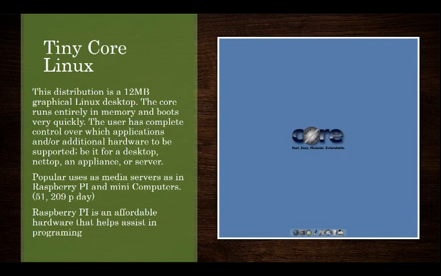And then we have Tiny Core Linux. This distribution is a 12 megabyte graphical Linux desktop. The core runs entirely in memory and boots very quickly. The user has complete control over the applications and or additional hardware to be supported, be it for a desktop, a NetApp, an appliance, or even a server.